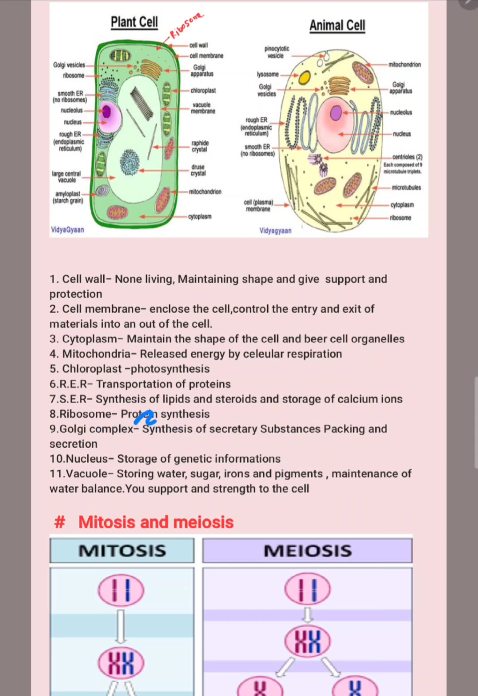Then let's move into the ribosome. It helps with protein synthesis. And Golgi complex, it synthesizes secretory substances and it can pack them and secrete them. Nucleus helps to store genetic information. Vacuole helps to store water, sugar, ions and pigments, as well as being involved in the maintenance of water balance and helps to support and strengthen the cell.